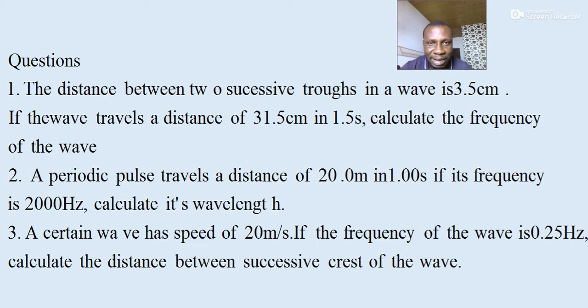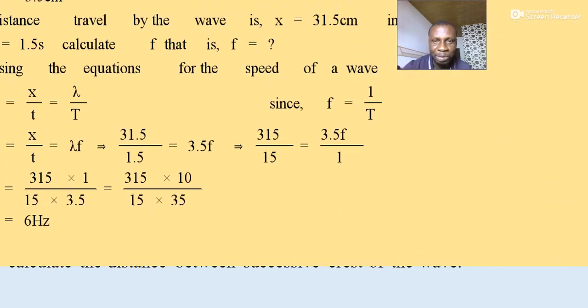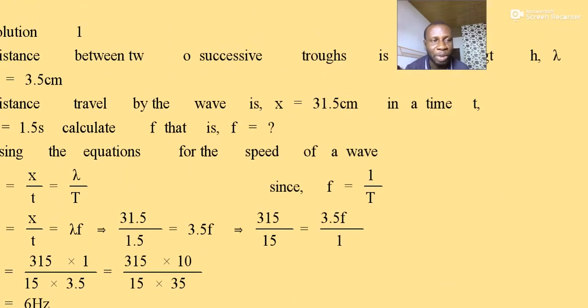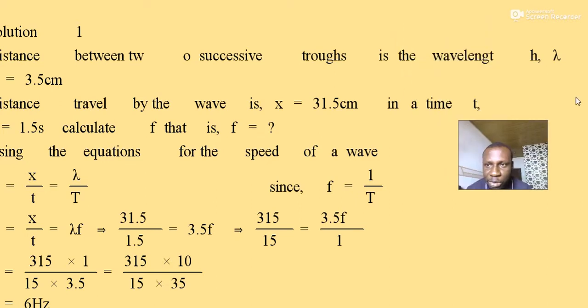Alright, let's see how we handle these problems. Solution 1, as you can see on screen. The distance between successive troughs is the wavelength, and that is 3.5 centimeters.